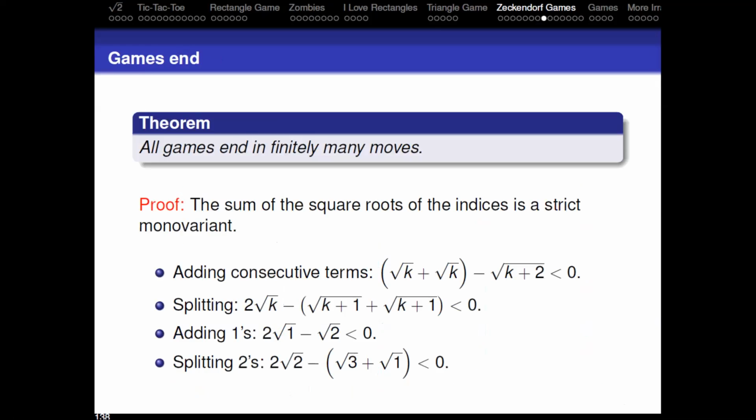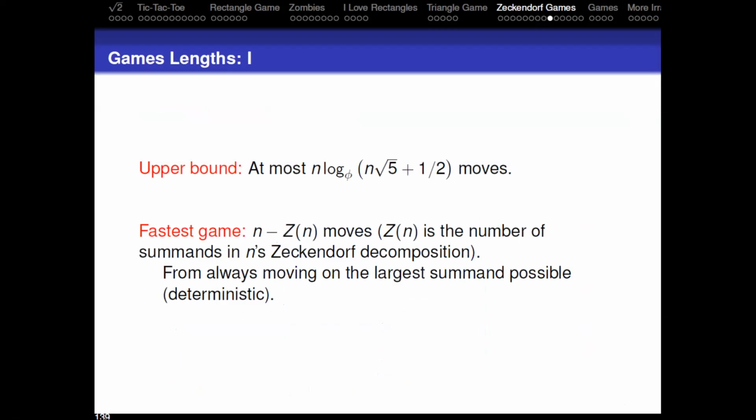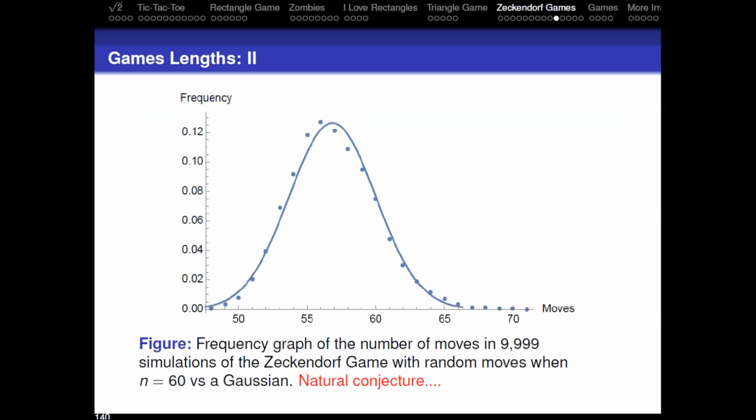Okay. And so I'm not going to go through the proof. I'll save this for the next lecture. All games end in finitely many moves. There's an upper bound for how long the game will take. There's an analysis of what the fastest game will be. There's a plot of the number of moves in a random game, and it looks Gaussian.